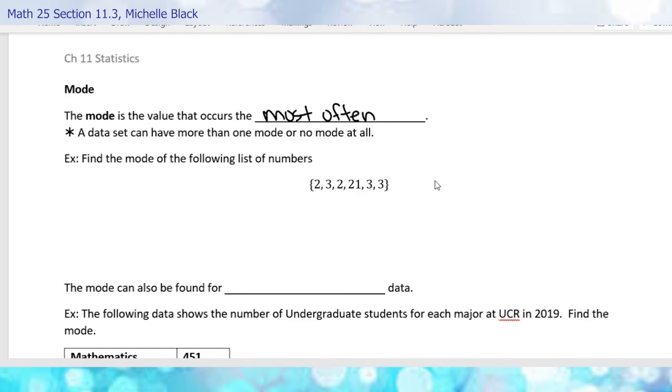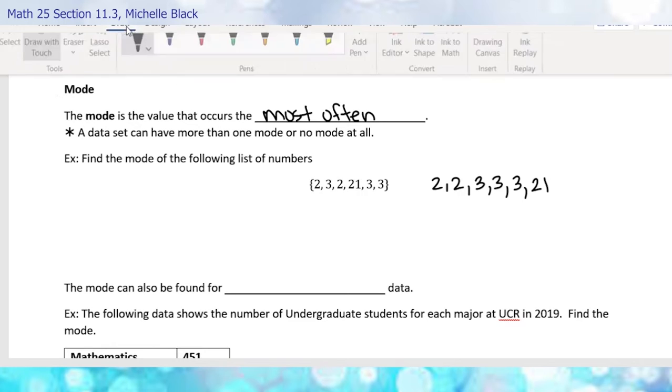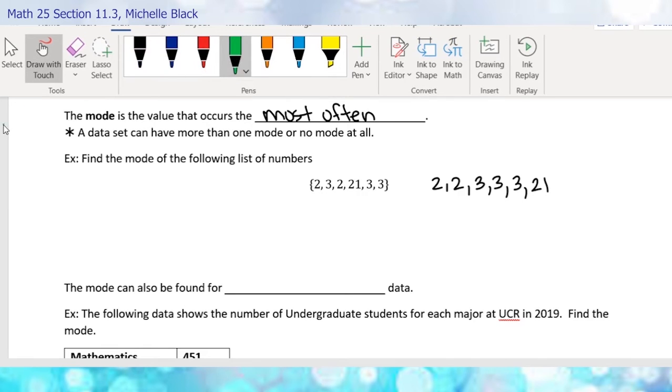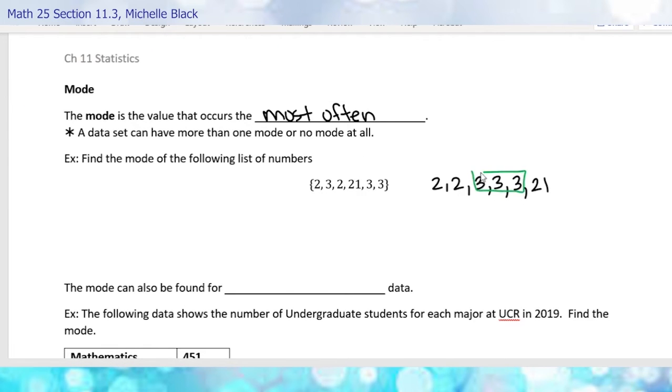So we have the numbers 2, 3, and 21. Now I did not have to write them in order, but if you do write them in order, if you have multiples of the same number, they'll be next to each other. So when I write them in order, it's pretty obvious that the number I have the most of are my 3's. So my mode for this data set is 3, which also matched what our median was.